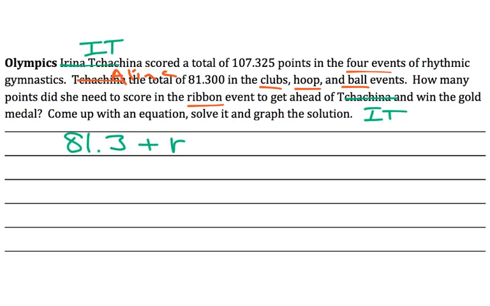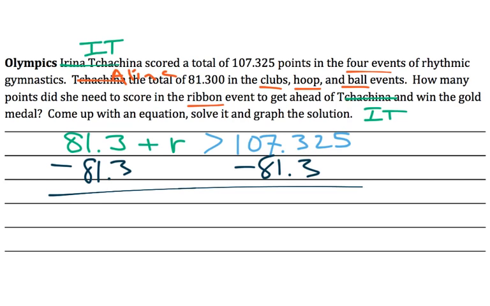Now she wants to get ahead of Chachina. So if we said equals, that's not enough. And it's also not to say, like, we don't want her to tie, so we're not going to say her score is going to be greater than or equal. Her score has to be greater than the 107.325 points that IT scored. So this means that the new girl's score would have to gain more than what the old girl scored. So, I don't know, I think that it's kind of easy to solve now. That part's straightforward. But it's the creation of the problem that's the difficult part.